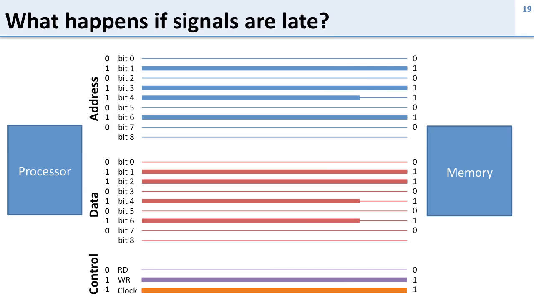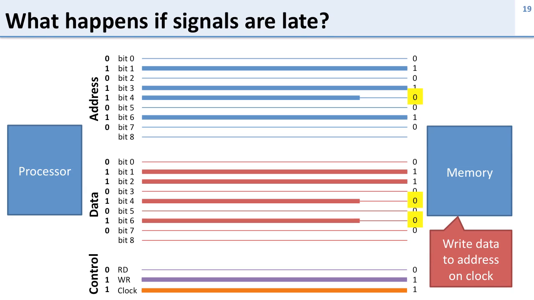So here's the data I wanted to get, but when the clock edge rose, so when the clock became 1, here was the data I actually had. So I'm going to go ahead and write the data to the address when the clock rose, but I didn't get all the right data. So now because some of those wires were slow, I've corrupted my data. The only way to handle this is to slow down my clock speed so all the data gets there in time.